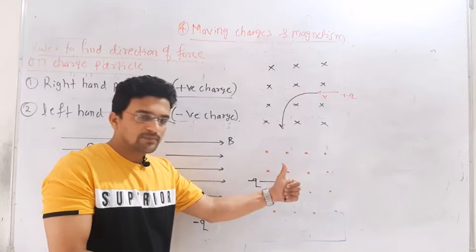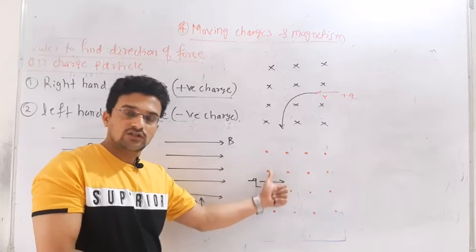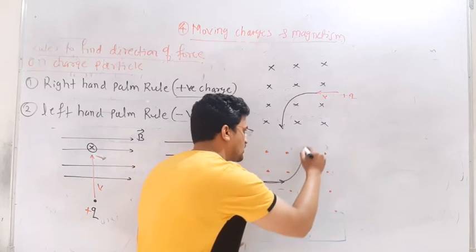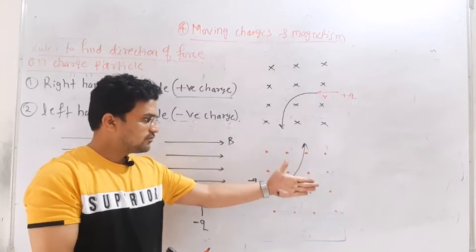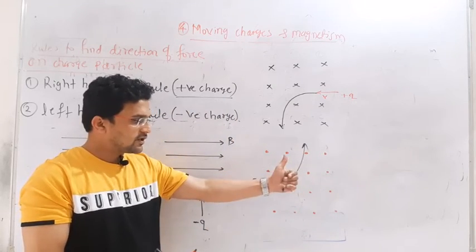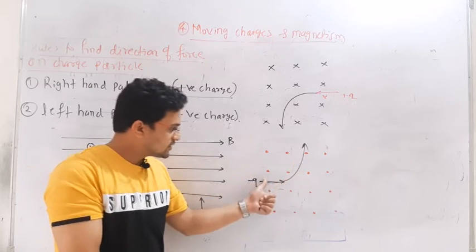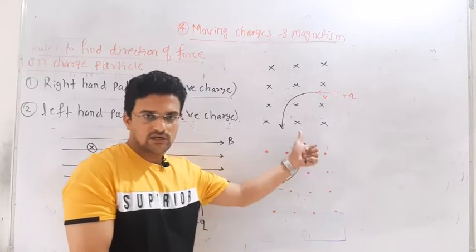Now, what does the thumb represent? The direction of the force on this charged particle. So it will deflect in this manner. It will deflect in the upward direction, because the direction of the velocity is this, the magnetic field is out of the board, and the thumb represents up. So that's why this will move in the upward direction.